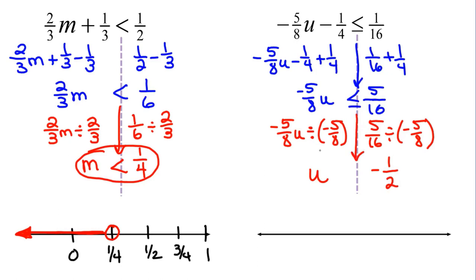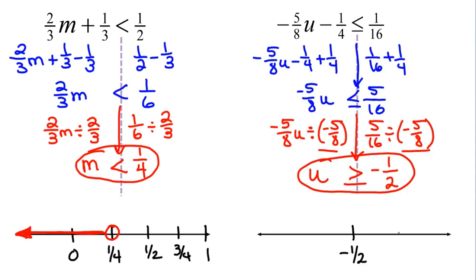Since we divided both sides of this by a negative number, we need to flip. That needs to become greater than or equal to. So here is my solution: u is greater than or equal to -1/2. And then as always, I'm going to graph that.